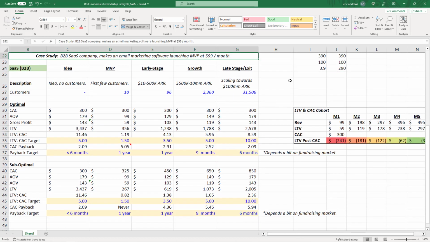Okay, so let's talk about this SaaS company. We are going to paint two scenarios for the same company: one where the company is doing well, one where the company is doing poorly. It's a B2B SaaS company. It makes an email marketing software, and it's launching the MVP, which is the minimum viable product, at $99 per month.